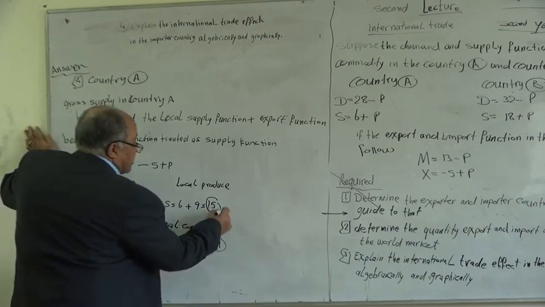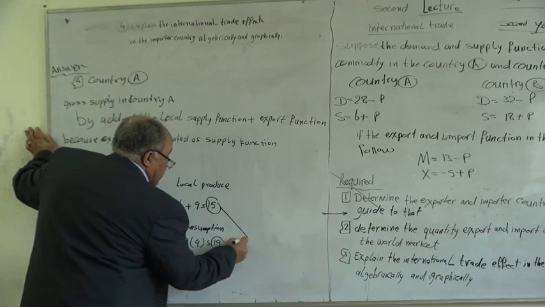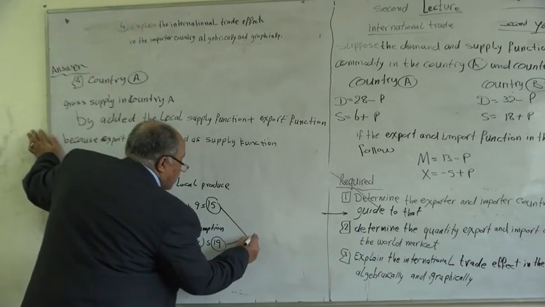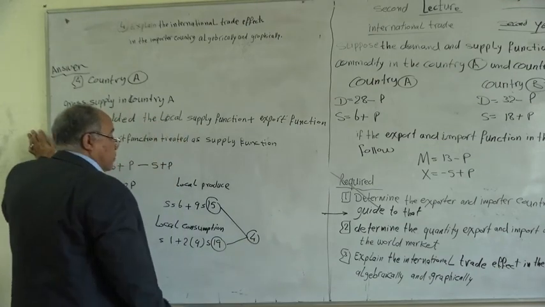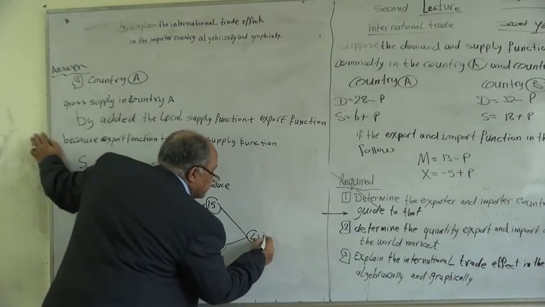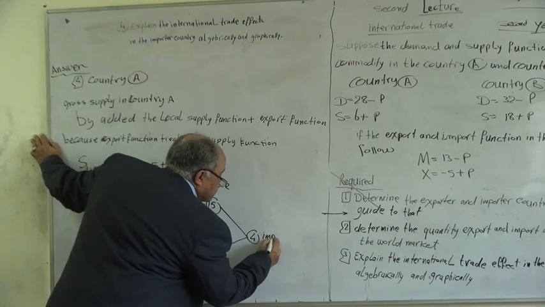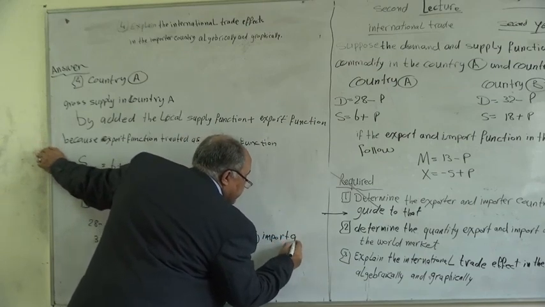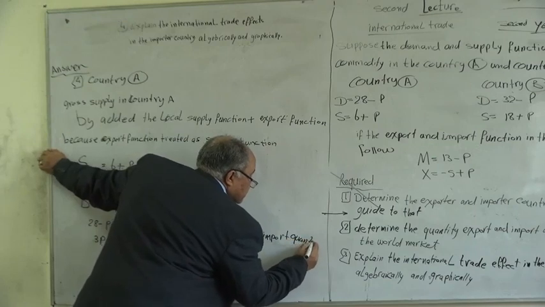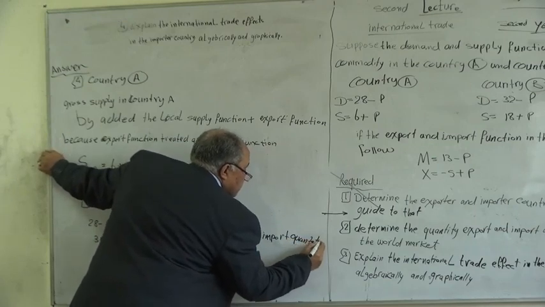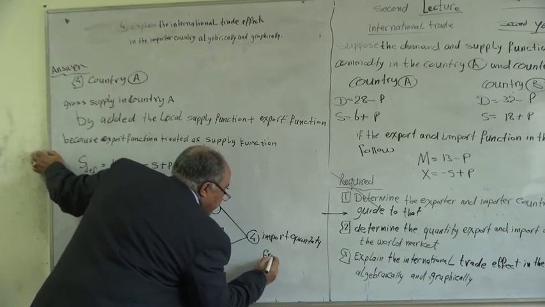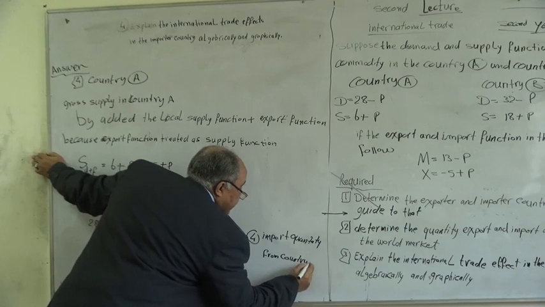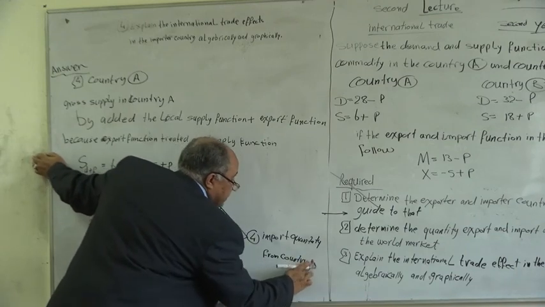This means the difference between local production and local consumption is 4. What's the meaning of 4? The import quantity of country A from country B.